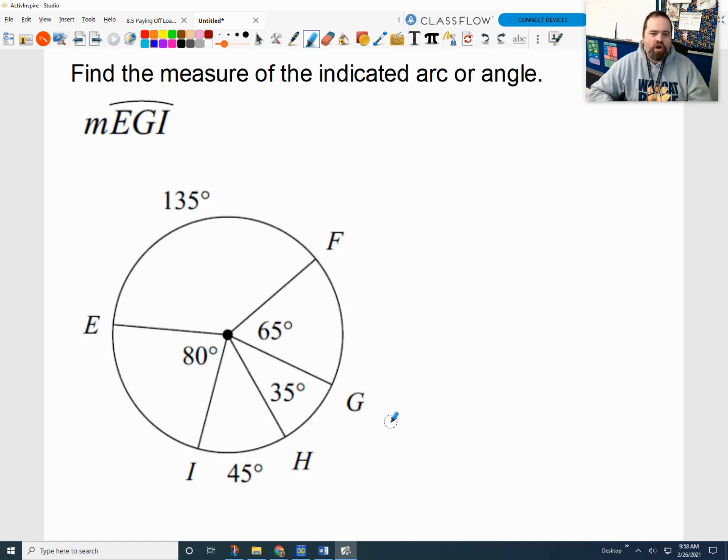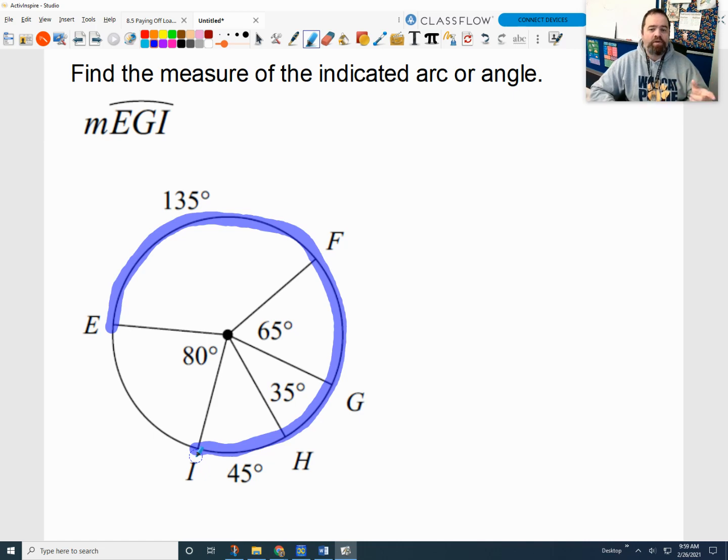Find the measure of arc EGI. The order here is important. E, then G to I. So we're going the long way, all the way around E, G to I. Find that arc measure. For this one, you could add up all of the pieces, and that would be your answer. I'm going to take, not really a shortcut, but I'm going to take 360 degrees and subtract off the 80 back here that I didn't care about. So that's 280 degrees.